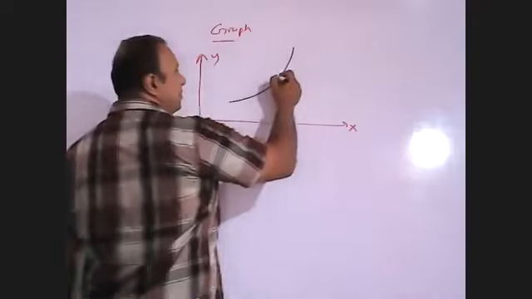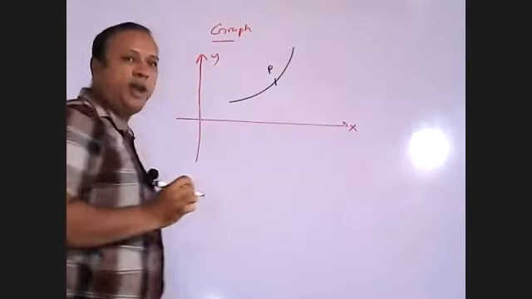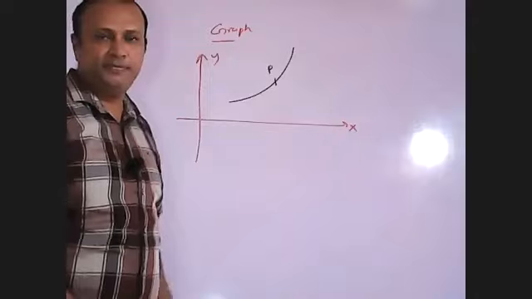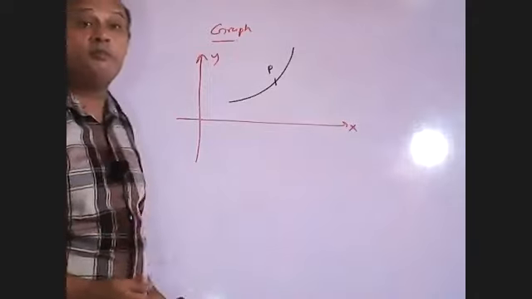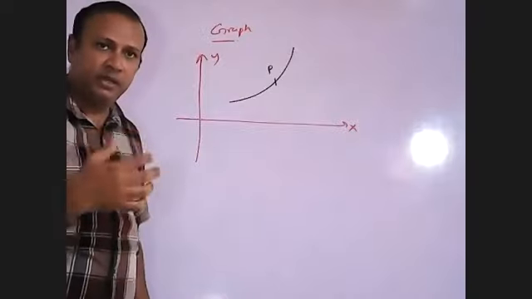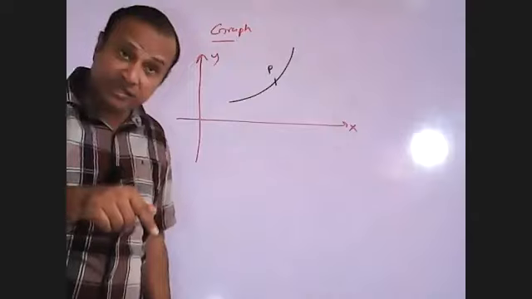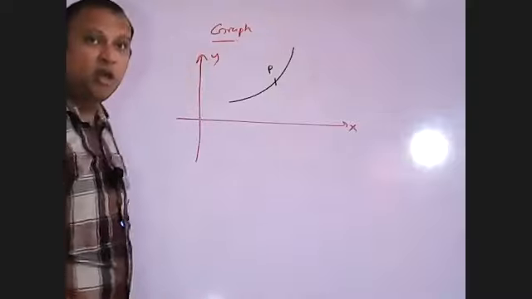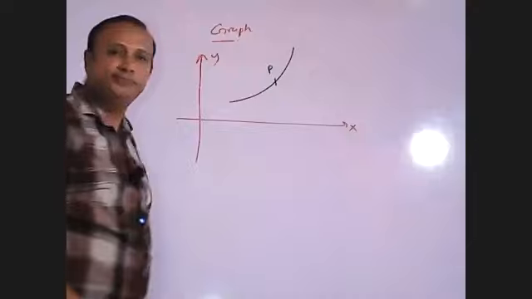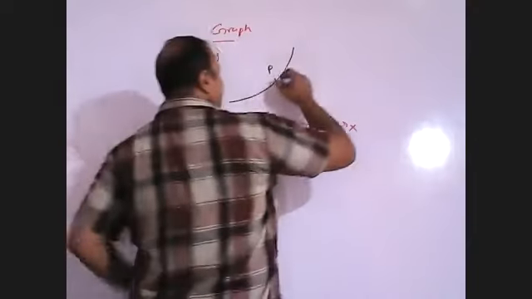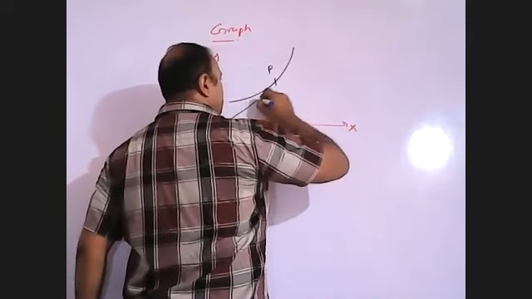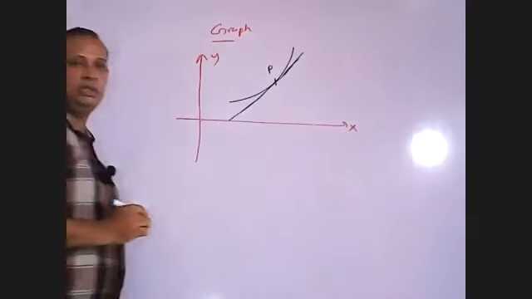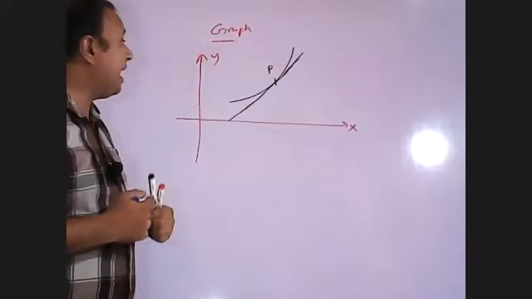So normally a gradient is defined for a particular point. Suppose P is the point. Now I'm going to define the gradient of this graph at point P. If you want to define the gradient of the graph at point P, the first thing you have to do is draw a tangent to this curve at point P. So this is the tangent at point P.